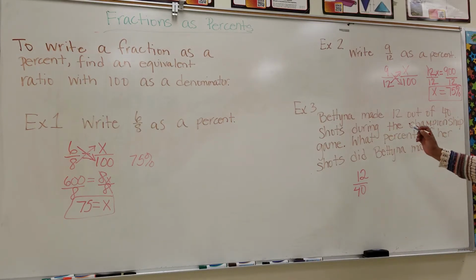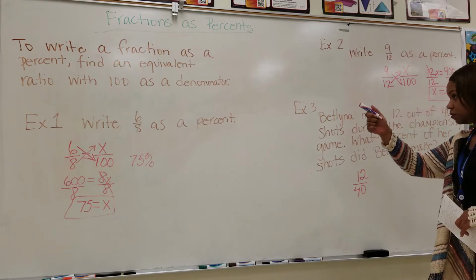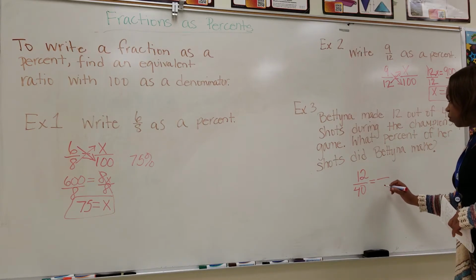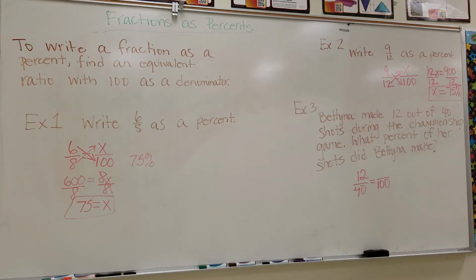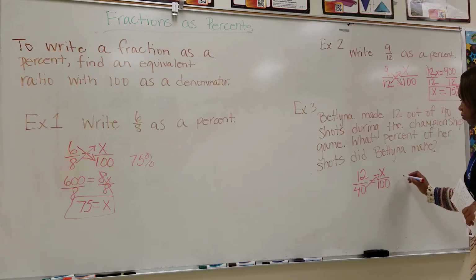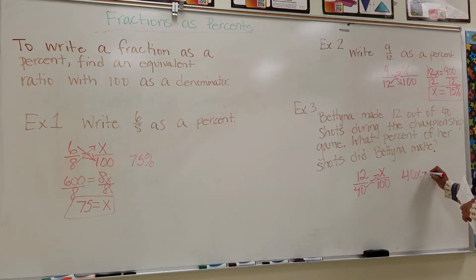And so from here, they want to know what percent of her shots did Bettina make. So you still have to find an equivalent ratio with a denominator of 100. So if they're asking for percent, this is what you are trying to find. And we represent the unknown with X. And from here, you cross multiply. 40 times X will give us 40X. 12 times 100 will give us 1200.